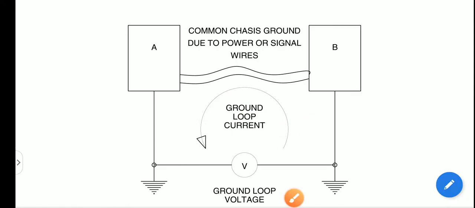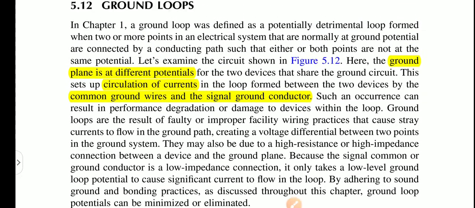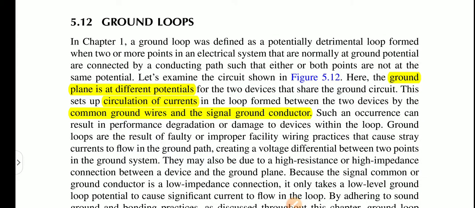So why is this happening? Because both devices should be at a common ground potential, and this is not happening. That's why the ground loop voltage is created, and that's why the ground loop current is flowing. Now let us see it in detail. As per the figure, the ground plane is at a different potential for two devices that share the ground circuit. It means the ground circuit has two different potentials, so from higher to lower the current will flow.